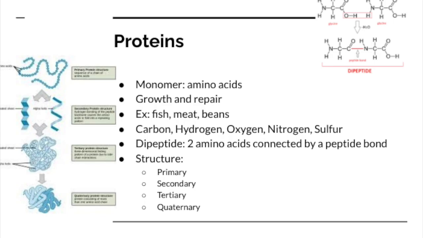Enzymes are examples of proteins, and two amino acids combine to form a dipeptide. A dipeptide is a molecule consisting of two amino acids connected by one peptide bond.